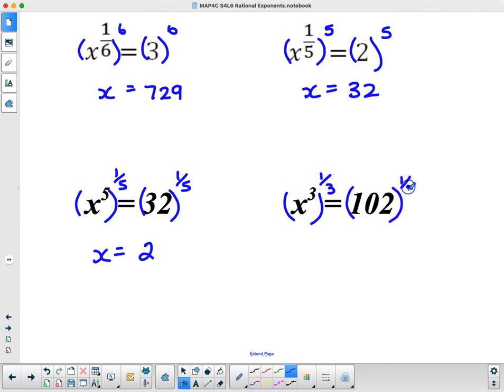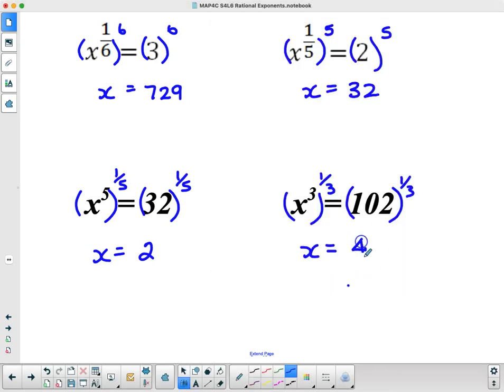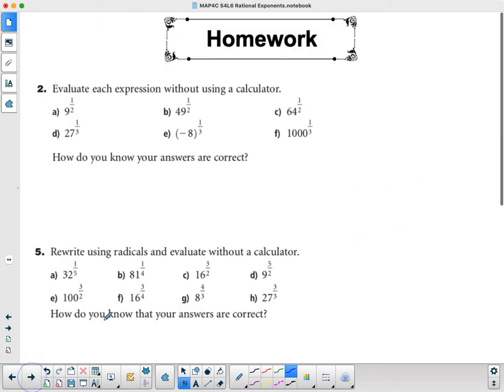And x to the exponent 3, we're going to take 1/3 of x to the exponent 3. Whatever you do to one side, you got to do the same thing to the other. So this is just going to be x here, and 102 to the 1/3. 102 to the exponent 1 divided by 3 is about 4.7. I hope that's pretty straightforward, because that's it.